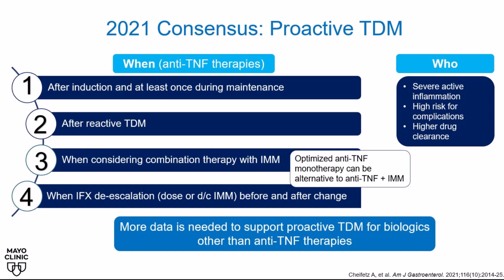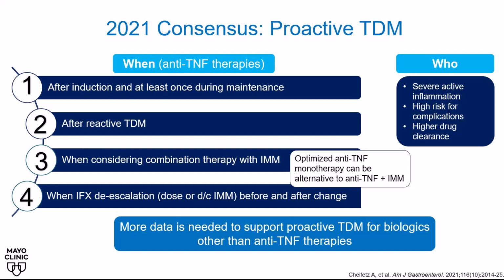But when should you be doing this, and who should you be doing it in? In my practice, it's those with severe inflammation, those at high risk for complications, and those with higher drug clearance. There's an algorithm based on CRP and albumin that can help you predict drug clearance. When am I using it? After induction and at least once during maintenance.